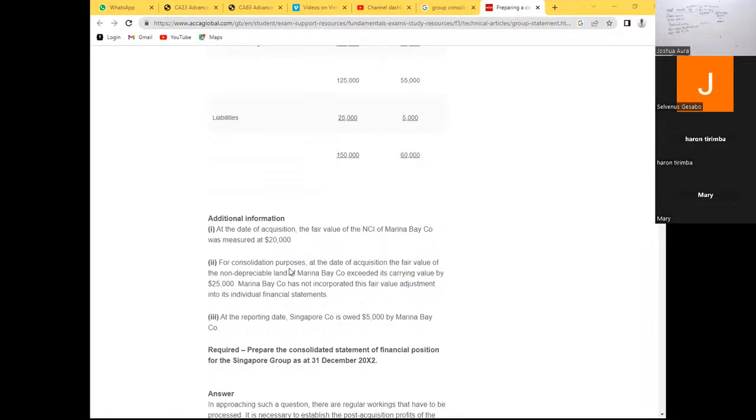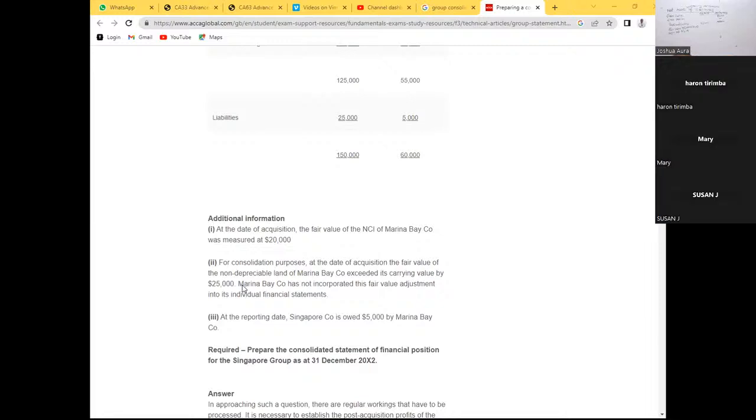For consolidation purposes, at the date of acquisition, the fair value of non-depreciable land of Marina Bay Company exceeded its carrying value by 25,000. So when we were acquiring this subsidiary called Marina Bay, we called in a valuer who was able to revalue.